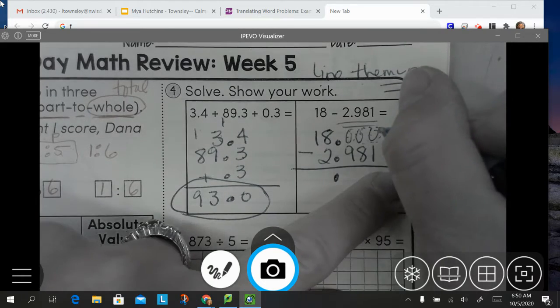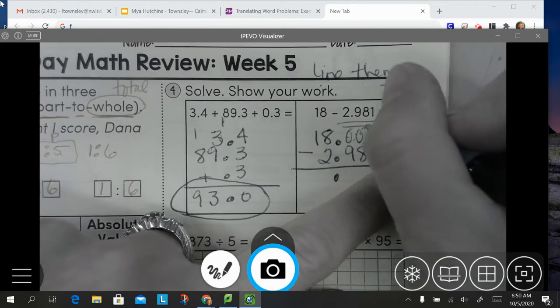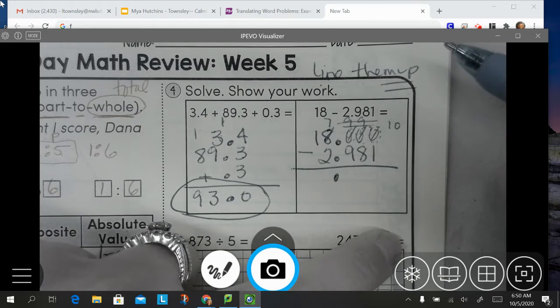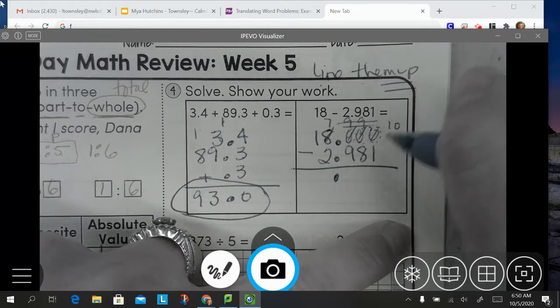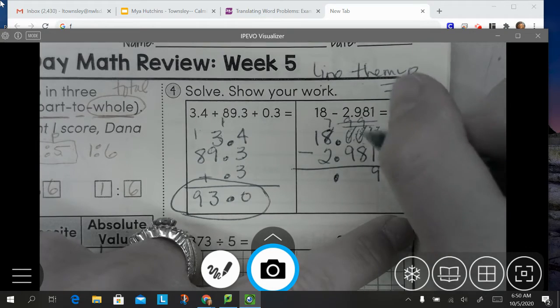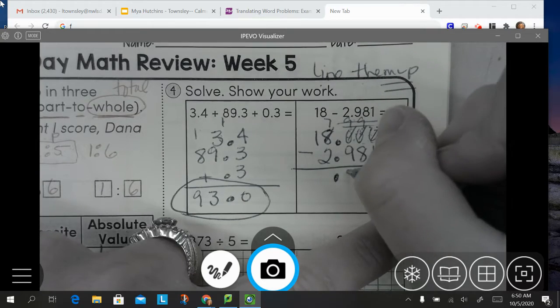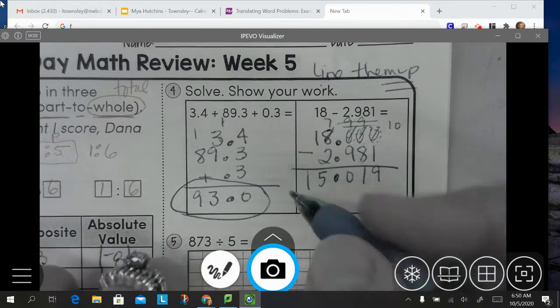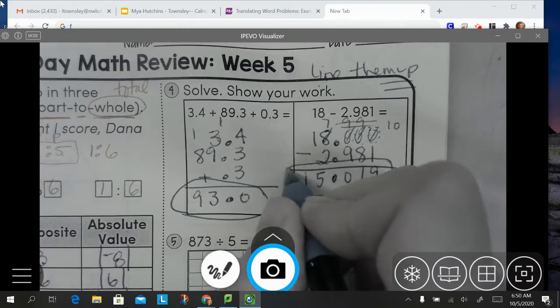Because now we're going to have to do this borrowing where you do 10, 9, 9, 7. You've got to do all that jazz, which is a pain. All right, 10 minus 1 is 9. 9 minus 8 is 1. 9 minus 9 is 0. Fine. 7 minus 2 is 5. Bring down your 1. 15.019.